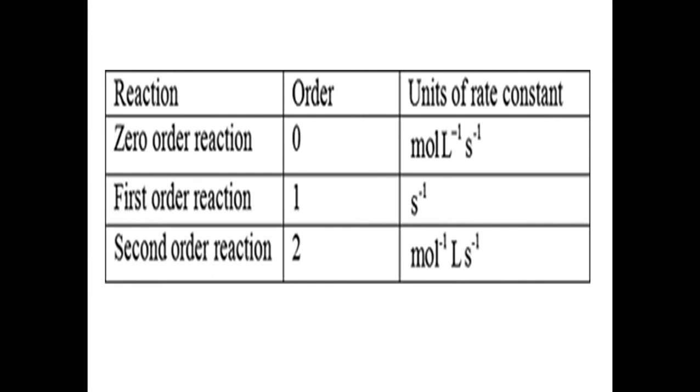Next we will come to the unit of rate constant for reactions. First one is zero order reaction. Order is 0. Then the unit is mol L inverse s inverse. This is the unit of zero order reaction. Next, the first order reaction. Order is 1. Then the unit of first order reaction is s inverse. Next, the second order reaction. Order is 2. Unit of rate constant is mol inverse L s inverse.